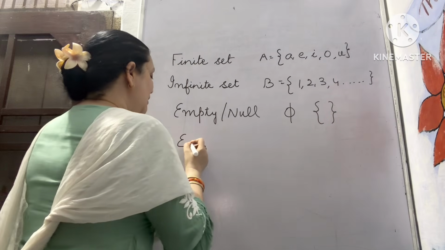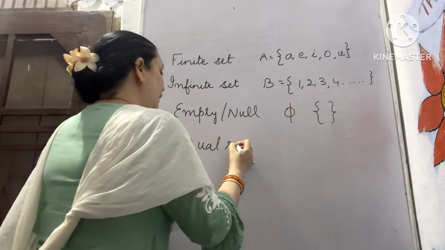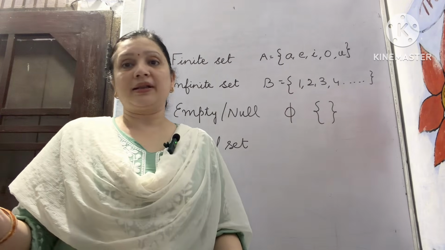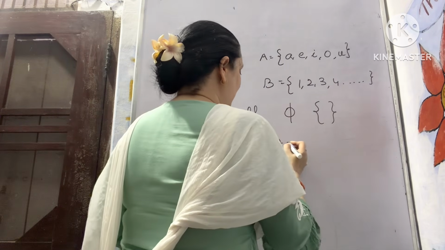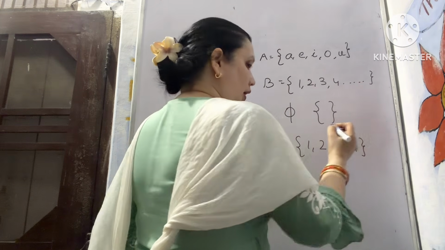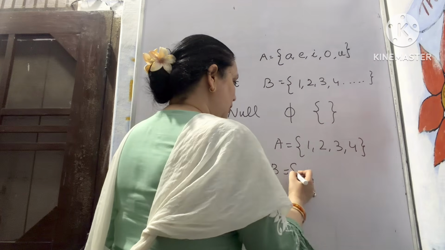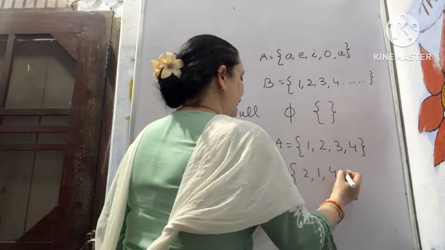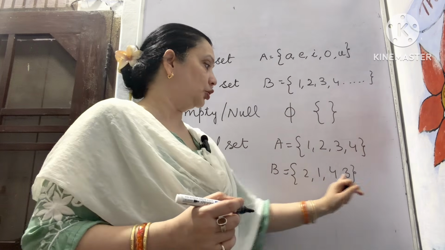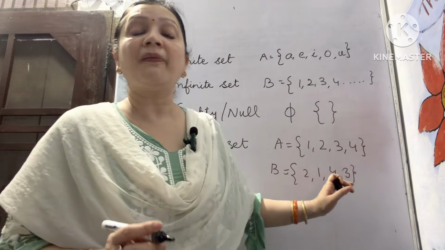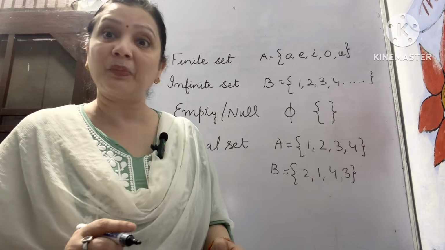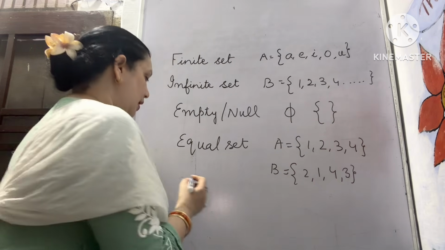Next is equal sets. Equal sets are those sets where the elements in both the sets are same. For example, set A has elements 1, 2, 3 and 4 and set B has 2, 1, 4, 3. Now elements are the same, 1, 2, 3, 4 here also and 1, 2, 3, 4 here also. Order of elements is of no importance in sets. So we can say set A and B are equal sets.